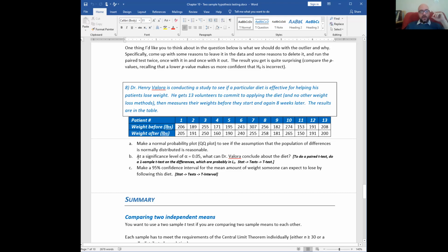So the idea here is Dr. Henry Valora is conducting a study to see if a particular diet is effective for helping his patients lose weight. He gets 13 volunteers to commit to applying the diet and then measures their weights before they start, and again 8 weeks later after the diet is concluded, and here are the results, right? So we've got the weights before and then the weights after. The thing that we really want to do is the following. I want to subtract the weight after minus weights before, right? Because that'll give me total change, where negative would be weight lost and positive would be weight gain.